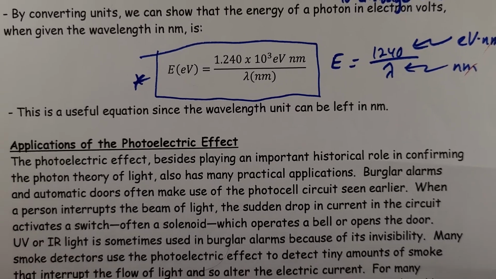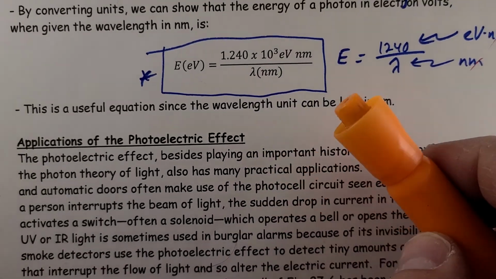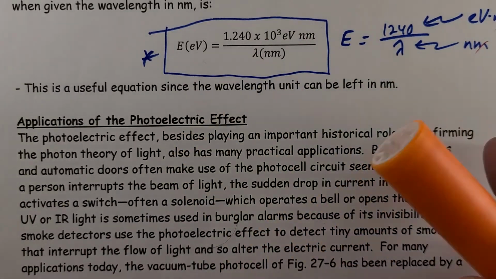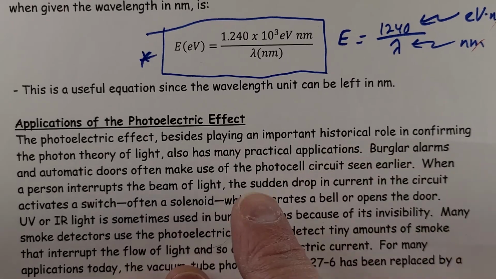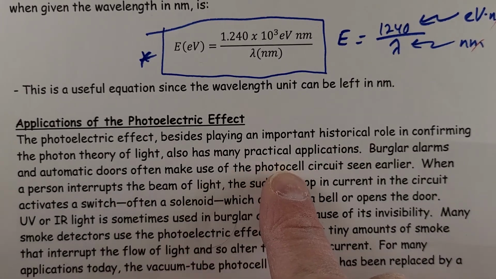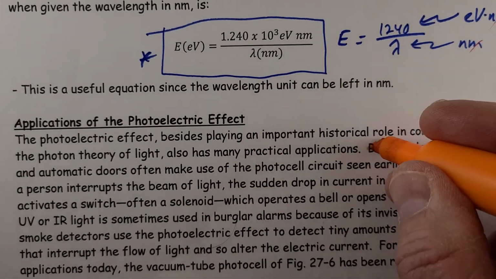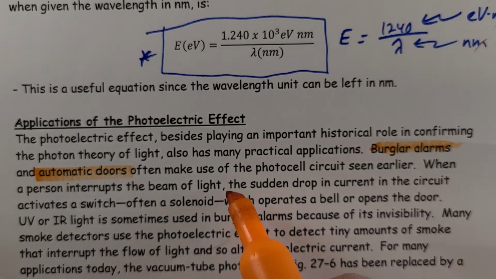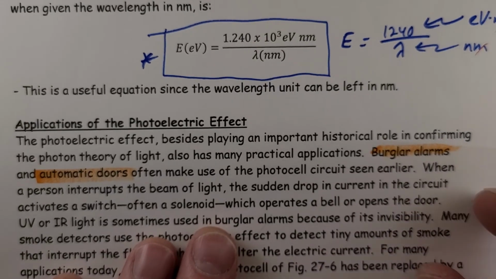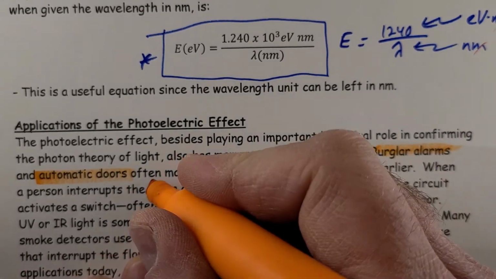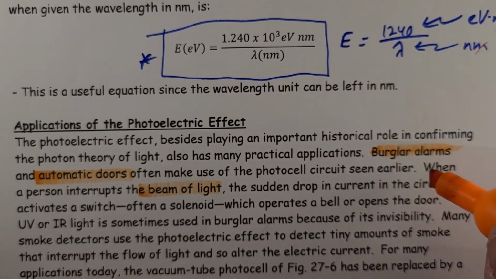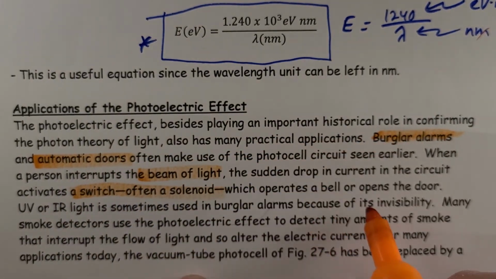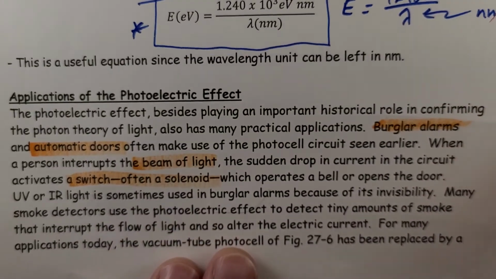And finally here, applications of the photoelectric effect. Where do you see this in real life? The photoelectric effect, besides playing an important historical role in confirming the photon theory of light, also has many practical applications. One of them is a burglar alarm, and automatic doors often make use of photocells or circuits seen earlier. When a person interrupts the beam of light, the sudden drop in current in the circuit activates a switch, often a solenoid, which operates a bell, opening a door.